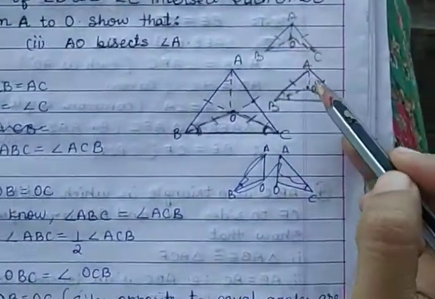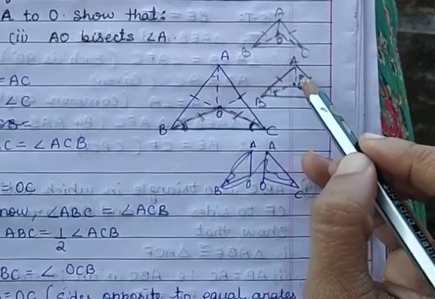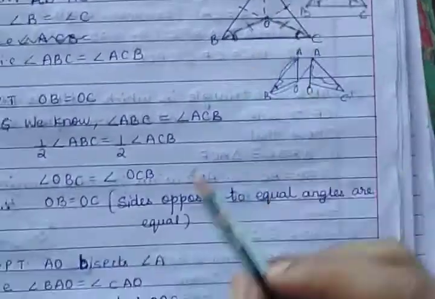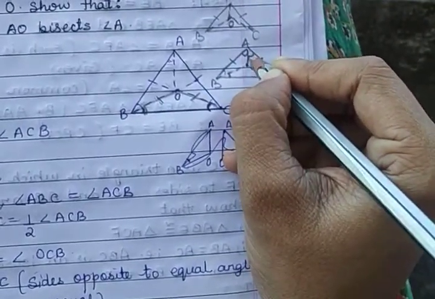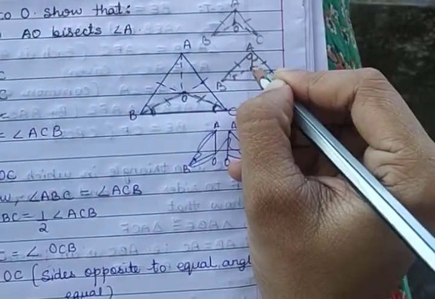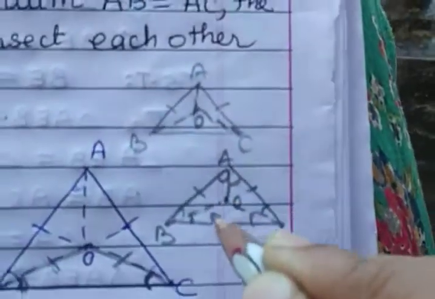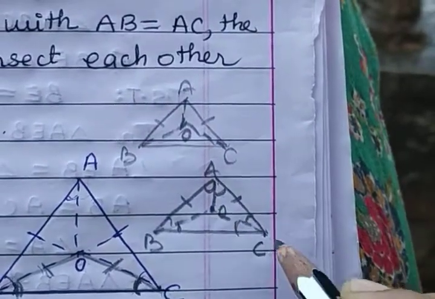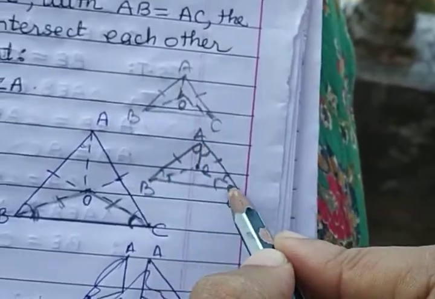Second, we have to show that AO is the angle bisector of angle A. What do you have to prove? This is angle bisector, means this angle is equal to this angle is what you have to prove. So we have to show that angle BAO is equal to angle CAO. So let us take these two triangles to prove that.